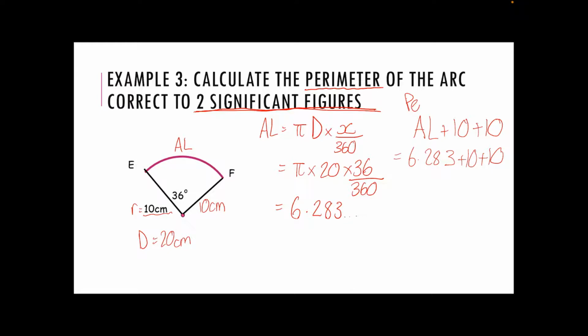I'm actually just going to label this as perimeter. So really what we're doing is we're adding 20 on there to get 26.283. So we wanted two significant figures for our final answer. So my two highest place values are the 2 and the 6. This 2 here is telling us to stay the same. So we are going to want to stay as 26 centimetres as our final answer there. We don't want anything after a decimal point because then they will count as significant figures.